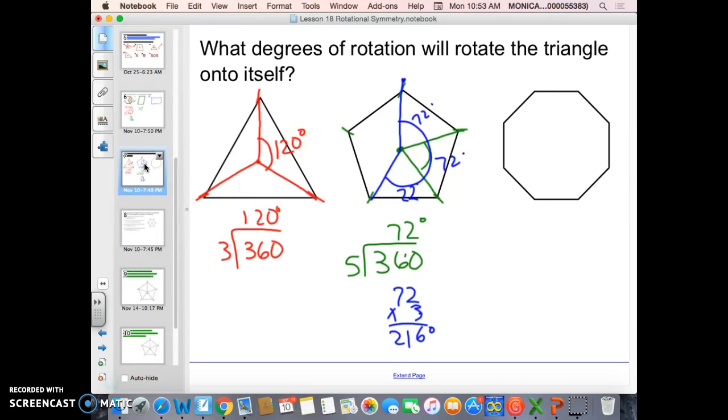And let's see this last shape. Let's see what we can call it. 1, 2, 3, 4, 5, 6, 7, 8. So this is 8. We did this one already. 360 divided by 8 is 45 degrees. So each turn upon the center is 45 degrees.